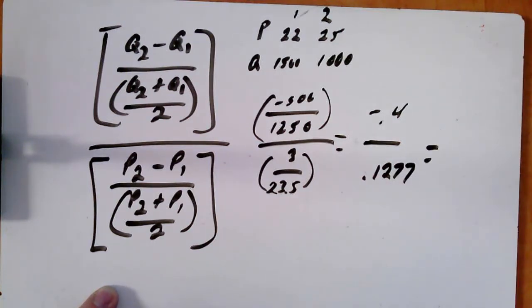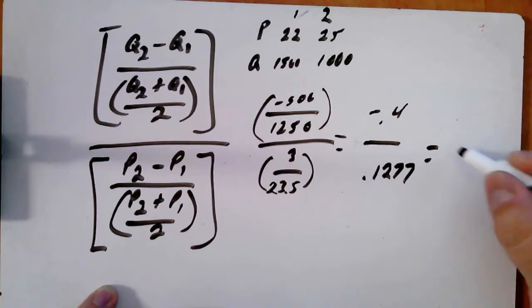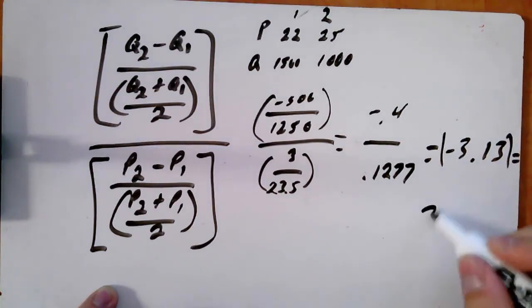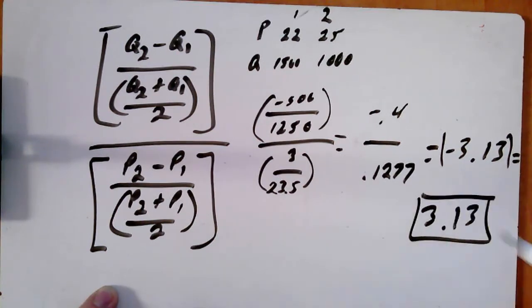Then we take 0.4 divided by 0.1277, we get a negative 3.13. Again, because we're not worrying about plus or minus sign, all we want is the absolute value of it. The actual final answer is going to be 3.13 for the elasticity. In this case, it's going to ask you, is supply elastic or inelastic? And so supply will be elastic if greater than 1, inelastic if less than 1, and unit elastic if elasticity equals 1. Thus, in this case, since the number is greater than 1, we can say supply is elastic.